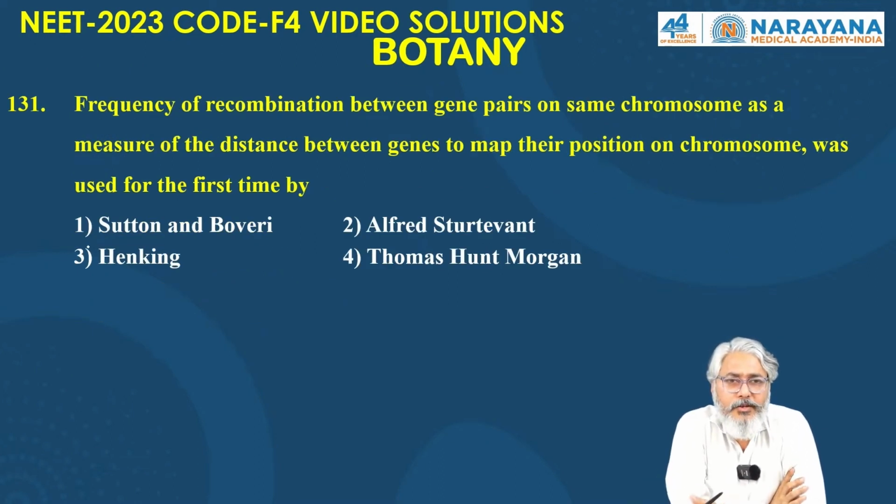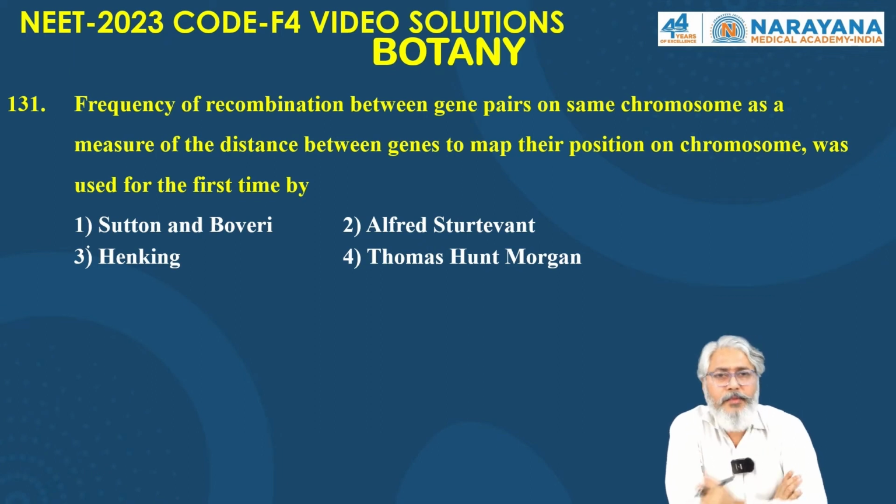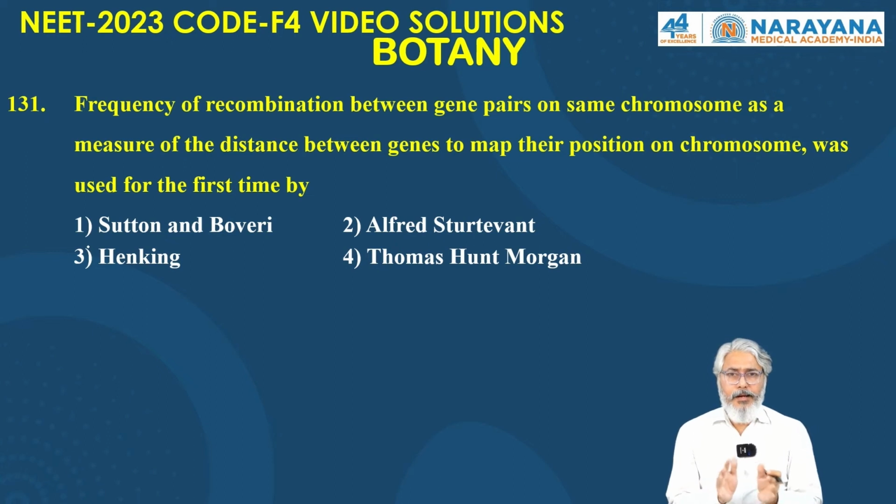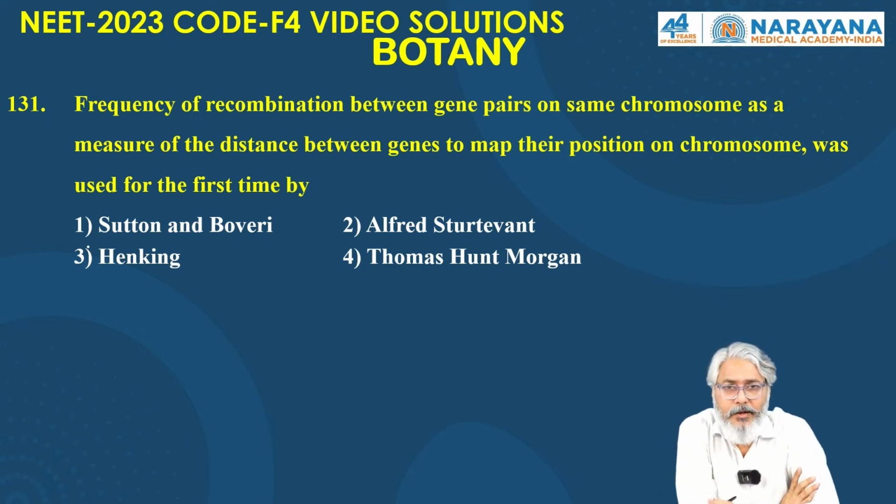Frequency of recombination between gene pairs on the same chromosome as a measure of the distance between genes to map their positions on chromosomes was used for the first time by whom? Actually, all the experiments related with recombination between gene pairs of same chromosome, different chromosomes on Drosophila, these were done by T.H. Morgan. His student, Alfred Sturtevant, used the recombination frequency between gene pairs on the same chromosome to map genes. So he has taken this for gene mapping, and the answer goes to 2.